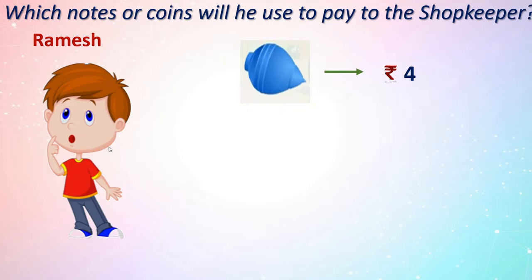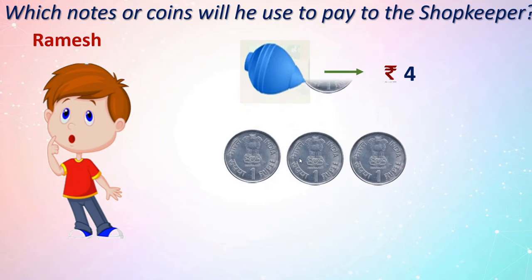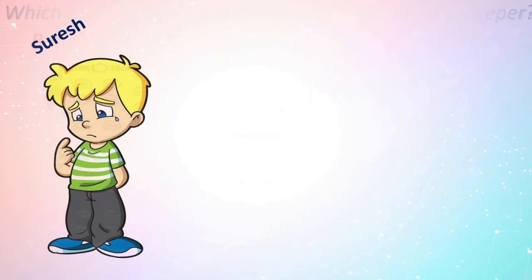Then Ramesh gave 1 rupee 1 coin, 2 coins, 3 coins and 4 coins. Yes, very nice. Ramesh gave 1 rupee 4 coins for one top because the cost of the top is rupees 4. Very nice, Ramesh.